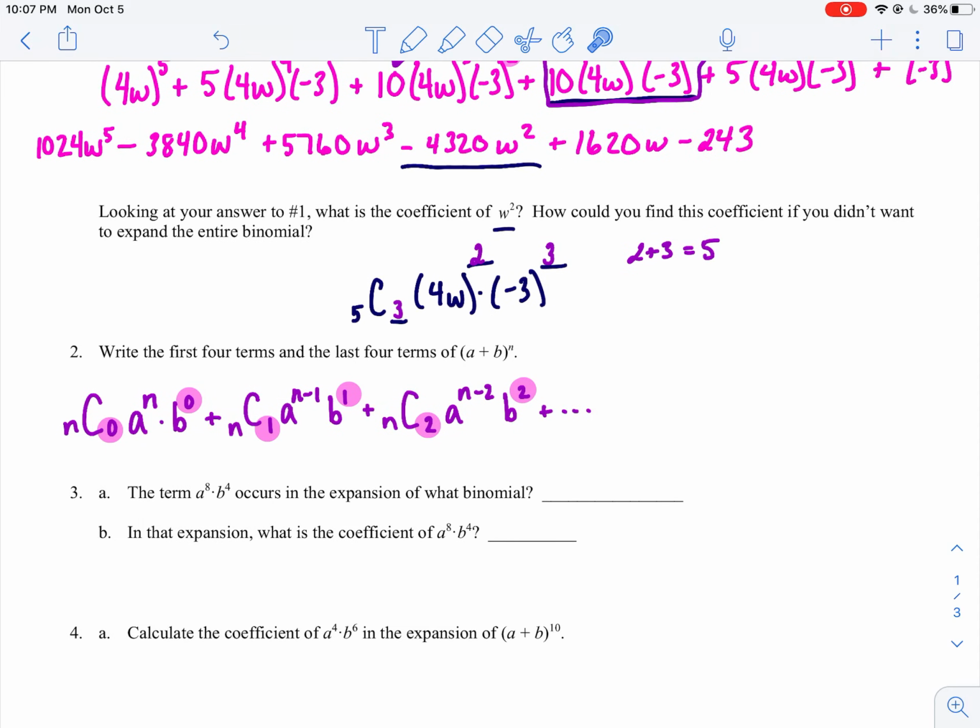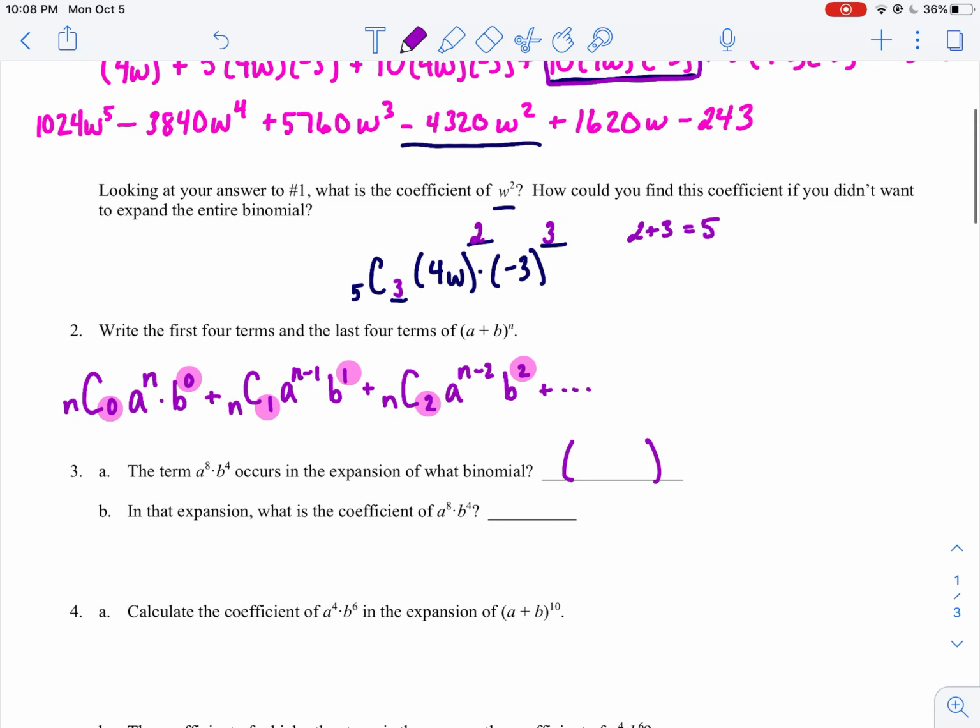So it says the term a to the 8th times b to the 4th would occur in the expansion of what binomial? Now, there's actually more than one probably answer, but just in terms of A and B, right, you could say, well, if I'm thinking about it's a binomial that's A plus B, the way that I would know what it's raised to is, again, by just looking at, well, what is 8 plus 4? 12. So I know that if I raised A plus B to the 12th, that somewhere in that expansion would be the A to the 8th, B to the 4th, right?